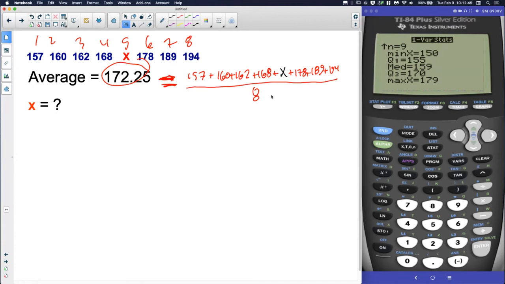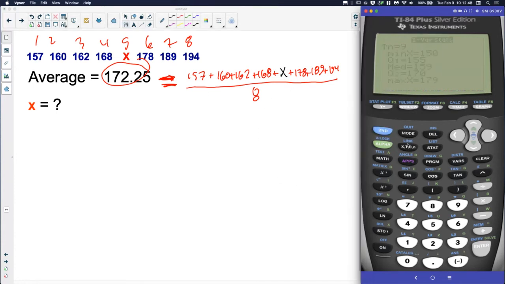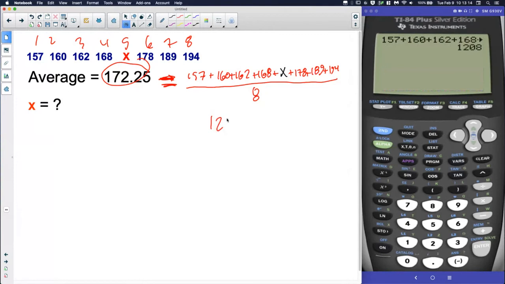So if I add all those numbers on top, what do I get? Oh, TI will tell us. 157 plus 160 plus 162 plus 168. Now the next one's X. I don't know X. Plus 178 plus 189 plus 194. And I get that. So I have 1208 plus X over 8 equals 172.25. Multiply both sides by 8, and I can solve for X.